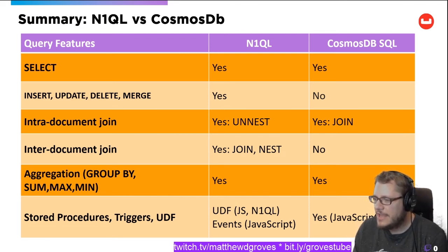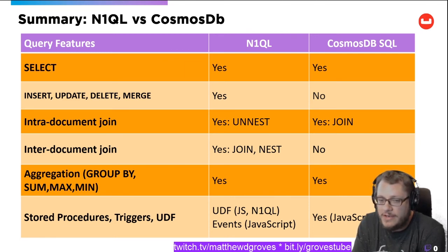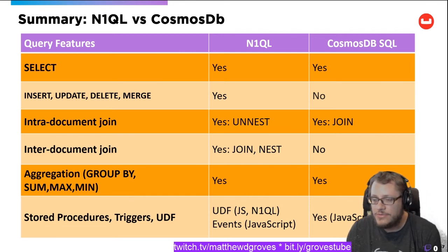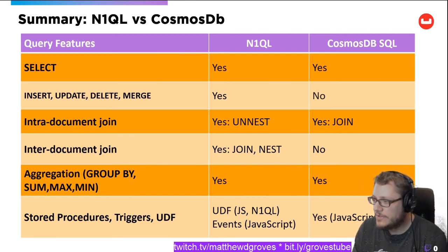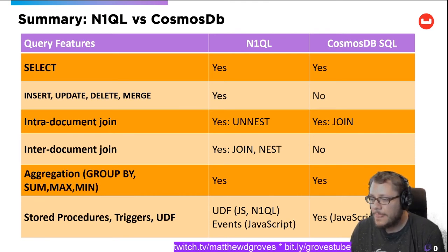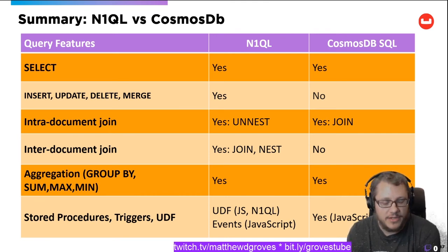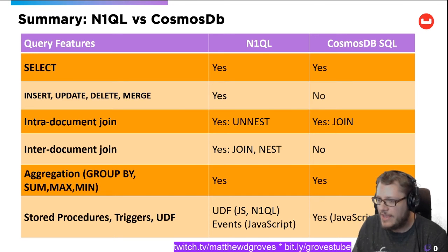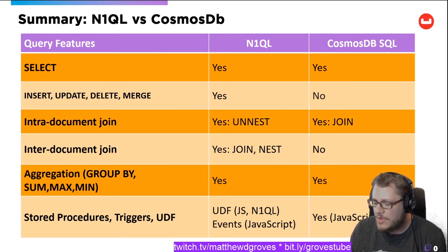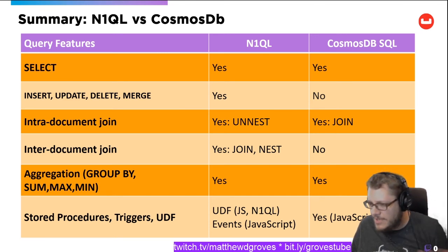As I mentioned, you can do an intra-document join in both. It's called UNNEST in N1QL, and it's called join in Cosmos. You can't do an inter-document join with Cosmos, but you can do that with N1QL, where it's called join and nest. Aggregation is now there in both. Until recently, Cosmos didn't have that. And you can do sprocs, triggers, and UDFs, kind of, in both.